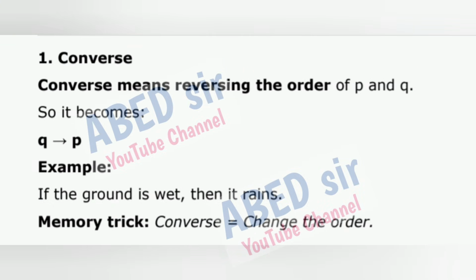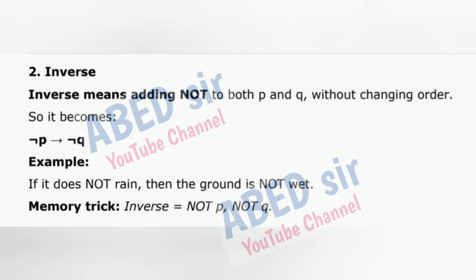1. Converse. Converse means reversing the order of P and Q, so it becomes Q→P. Example: if the ground is wet, then it rains. Memory trick: converse is equal to change the order. 2. Inverse. Inverse means adding 'not' to both P and Q without changing order, so it becomes ¬P→¬Q. Example: if it does not rain, then the ground is not wet. Memory trick: inverse is equal to not P, not Q.